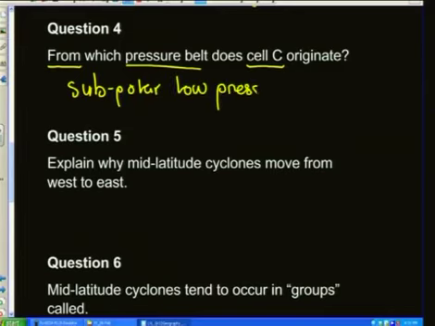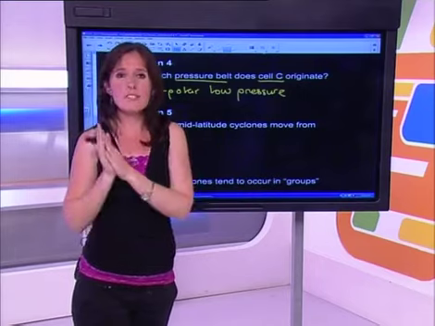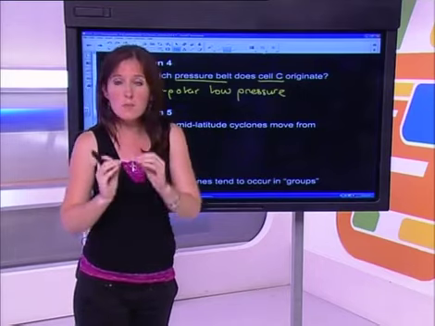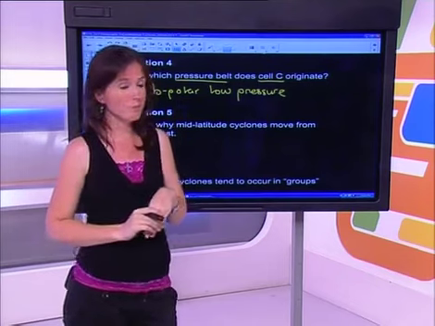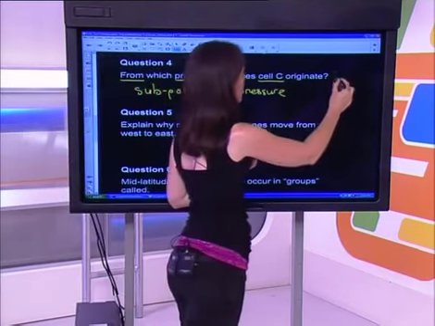Very important that you write out the full name. If you just say low pressure, they're going to mark it wrong. We have equatorial low pressures and we have subpolar low pressures. So you need to be very specific about which pressure belt you are referring to. Usually that'll get you about 2 marks.